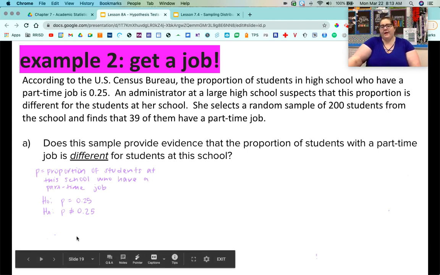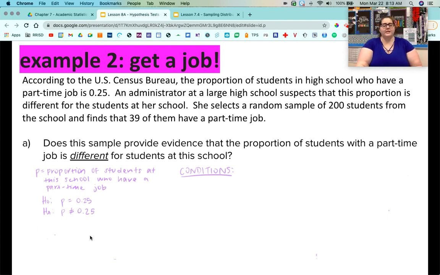Again, we could write those hypothesis statements in words. So you could write H0: the proportion of students in the school who have a part-time job is 0.25. The alternate would be: the proportion of students at the school who have a part-time job is not equal to 0.25, something like that. The second step is to write our conditions.